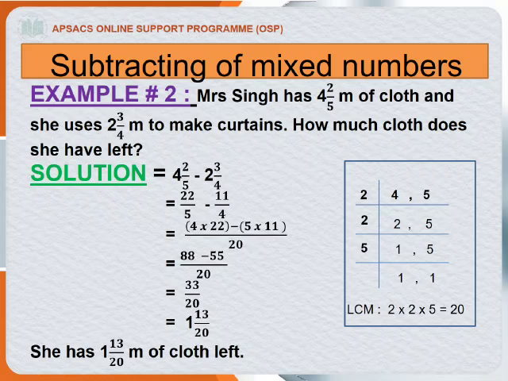Now subtract 88 minus 55. Answer is 33. So 33 out of 20. This is also an improper fraction, so change into a mixed number by dividing. Answer, 1 whole number 13 out of 20. She has 1 whole number 13 out of 20 meter of cloth left.